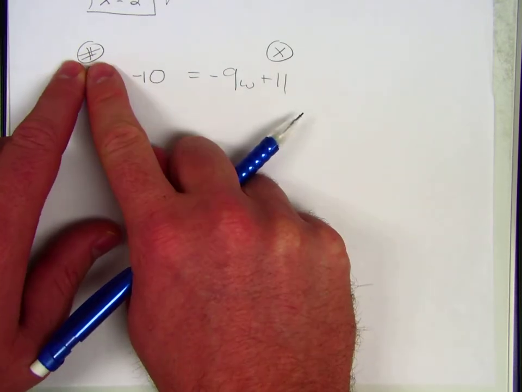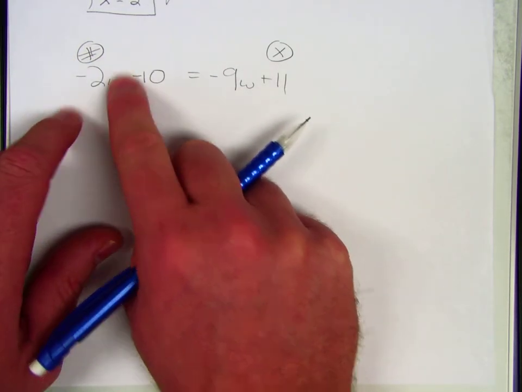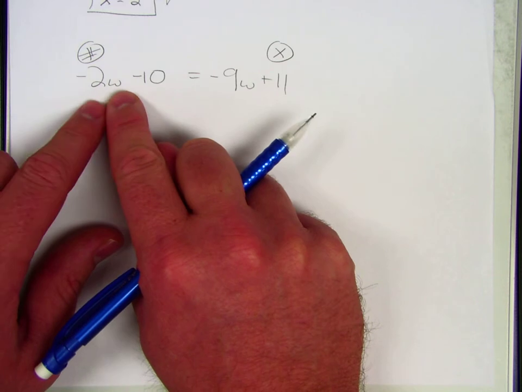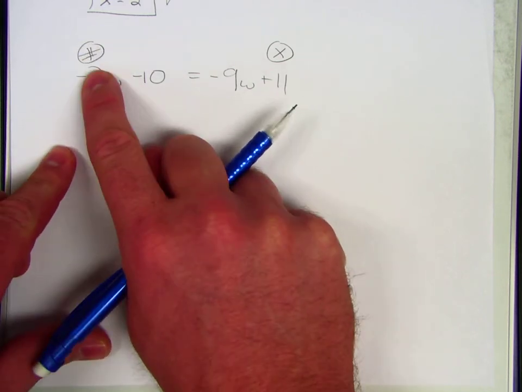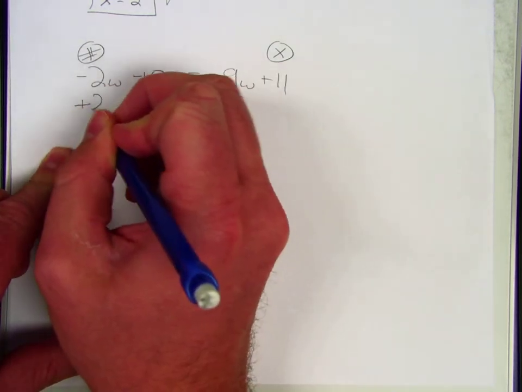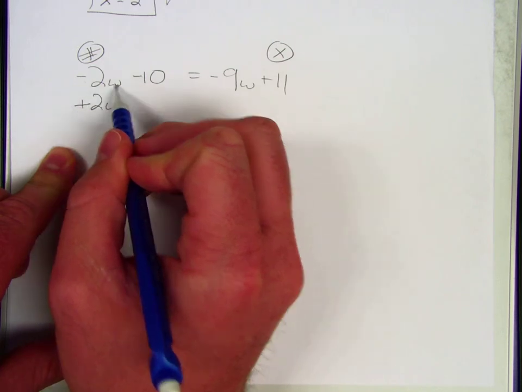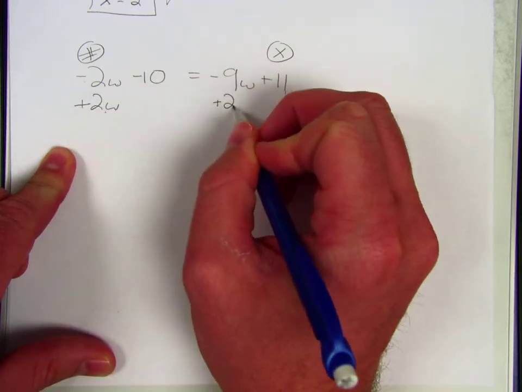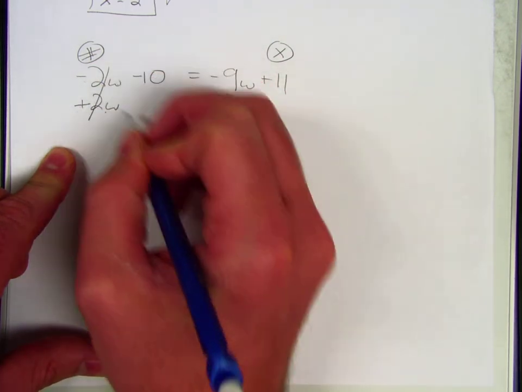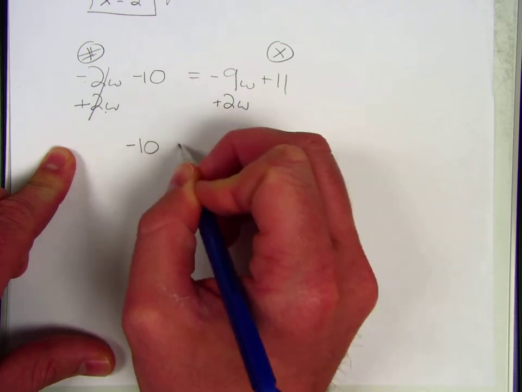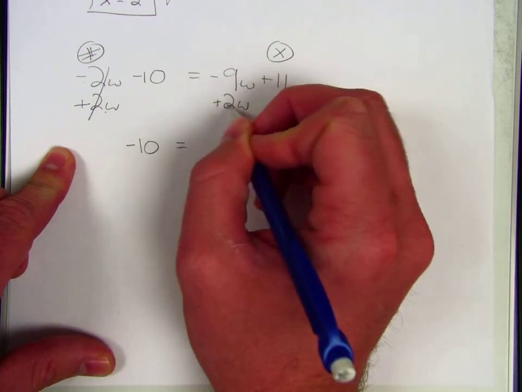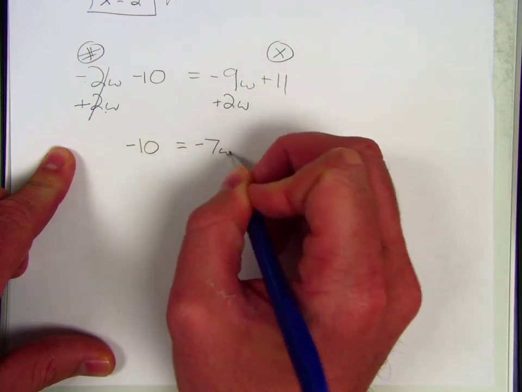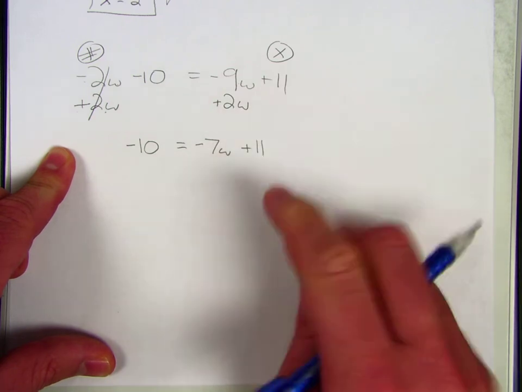Well, if I want only constants on this left side of the equation, that means I don't want this negative 2w here because this term has a variable. So if I want only constants here, I want to get rid of that. And the way I get rid of it, since it's a minus 2w, is I want to add 2w to each side. So on the left side of the equation, I'm left with negative 10 equals negative 9w plus 2w is negative 7w, and then I still have 11.